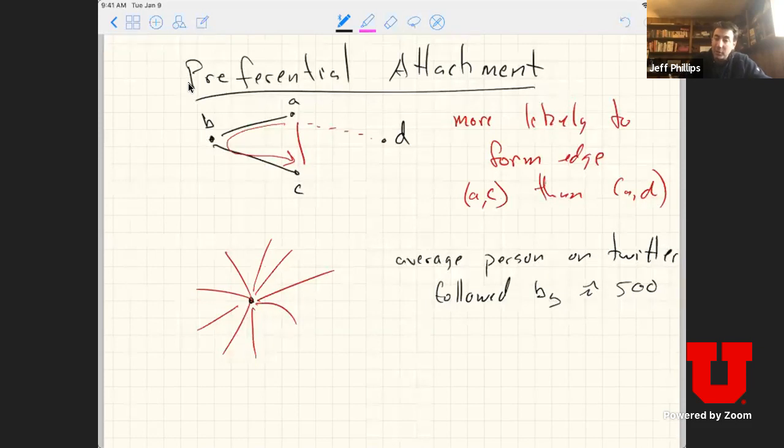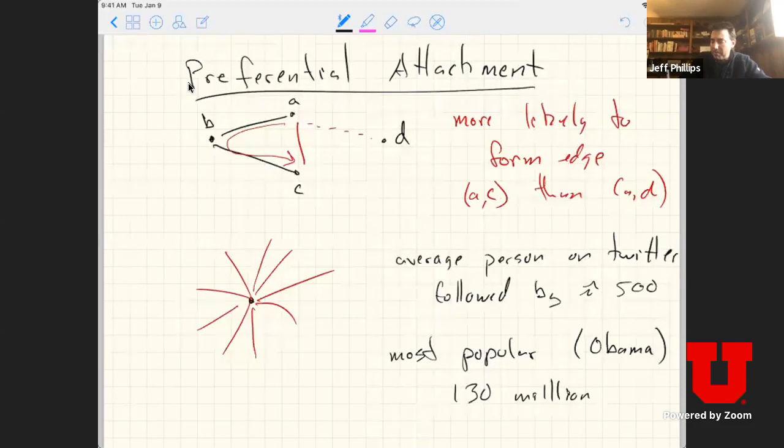But then the most popular person, I think Obama is still the most popular. He has something like 130 million followers. Okay, so this is several orders of magnitude larger, right? There are so many more people who follow Obama than an average person on Twitter, and you can think about the number of edges in the graph.